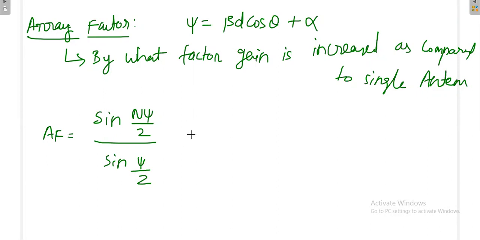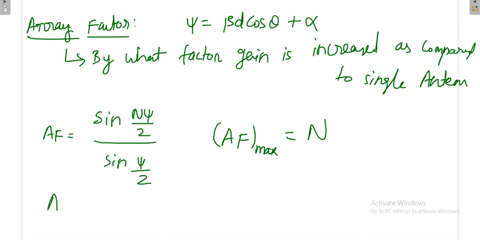Now somebody tell me, what is the maximum value of this one? Sin theta divided by theta is maximum when, sir? What is the maximum value of this function, array factor? When theta equal to 0, sir. Yeah, so what is the maximum value? By means of L'Hospital's rule, n will come outside. So the maximum value of the array factor is n. Okay, maximum value of array factor is n.